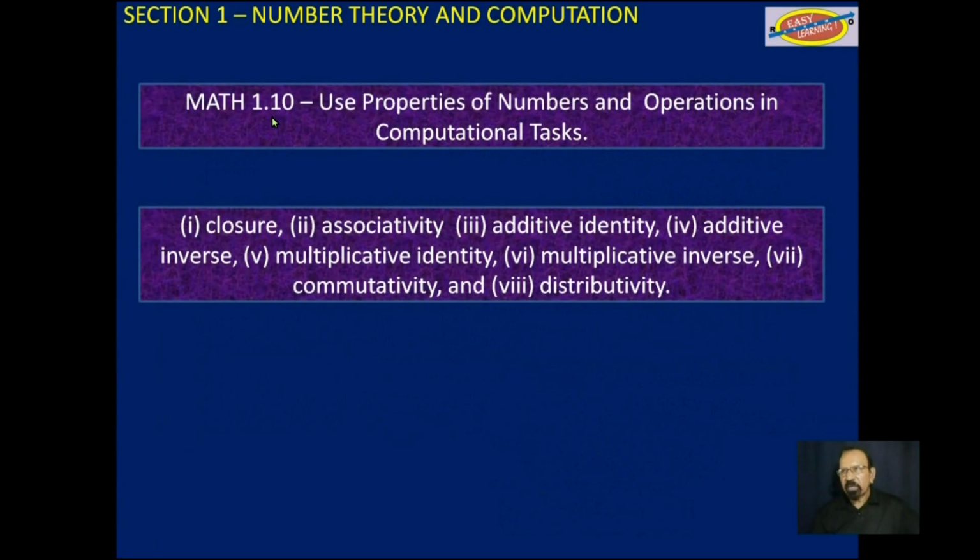So the objective actually states, use properties of numbers and operations in computational tasks. And then it goes on to list what properties and operations you are required to know about. Closure, that's the first one, and we will follow this in sequence. Associativity, additive identity, additive inverse, multiplicative identity, multiplicative inverse, commutativity, and distributivity. So there are 8 concepts there that we will look at.